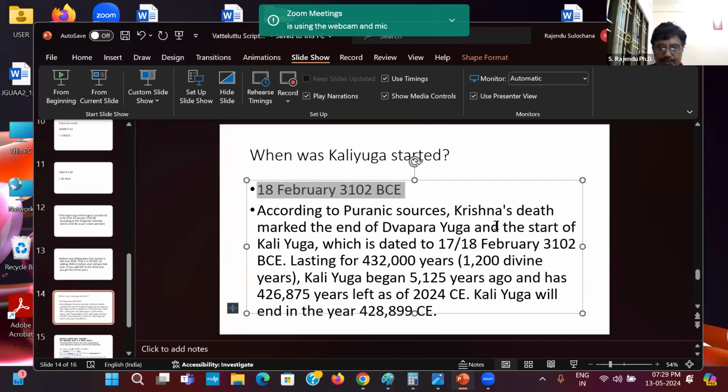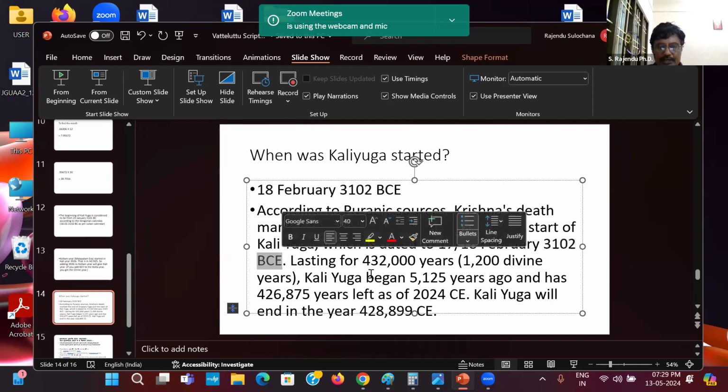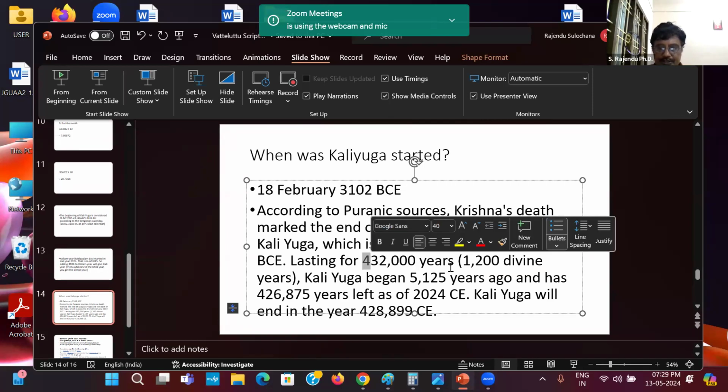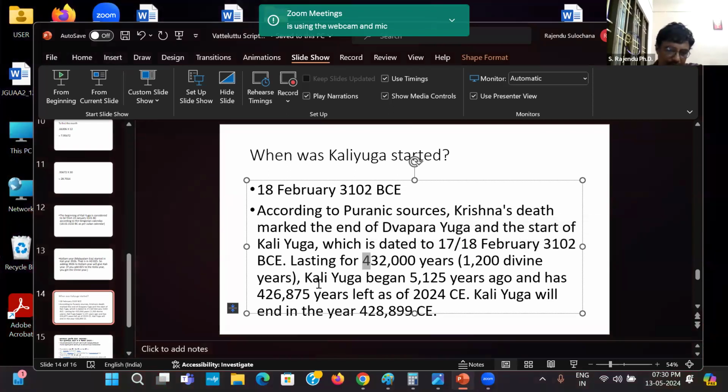According to Puranic sources, Krishna's death marked the end of Dwapara Yuga and the start of Kali Yuga, which is dated 17th or 18th February 3102 BCE, lasting for the total number of years in the Kali Yuga, 432,000 years. That is equivalent to 1200 divine years. The divine years is almost like that. You forget about something, Brahmavashram or something. There are so many calendar systems.